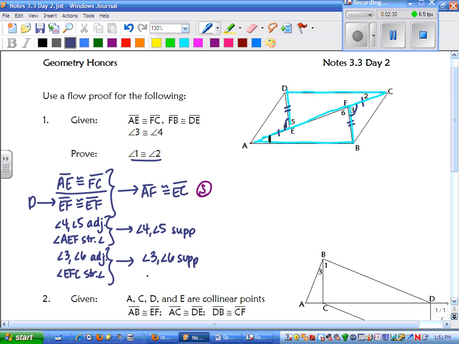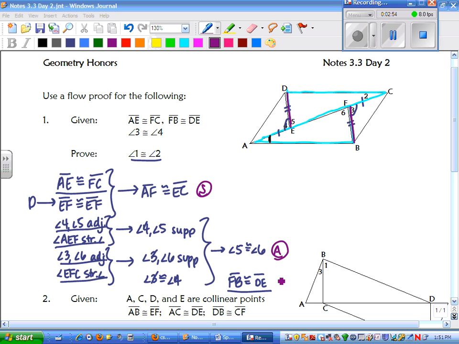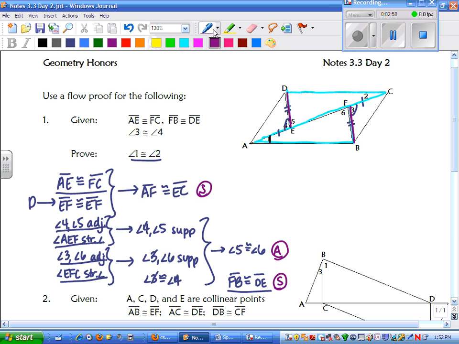I am given that 3 and 4 are congruent, so I'm going to write that underneath. Okay, because I have 3 and 3 and 4 and 4, I'm left with angle 5 is congruent to angle 6, and that's my A. So right now I have side angle. Can I find another side? Well, I forgot my other given. I do have FB is congruent to DE. This is my last side, and now because of side angle side, I can get the two triangles congruent to each other. Okay, this is triangle AFB, and then that would be congruent to triangle CED. Okay, knowing that, I can now say that angle 1 is congruent to angle 2.